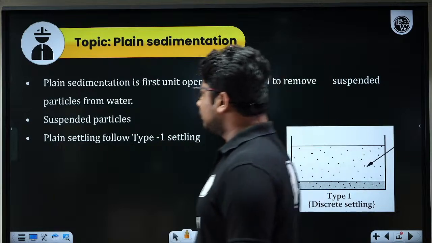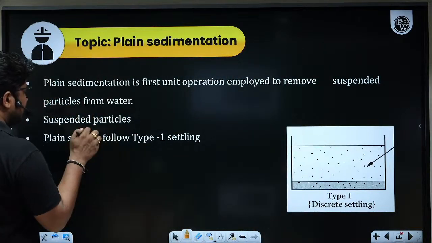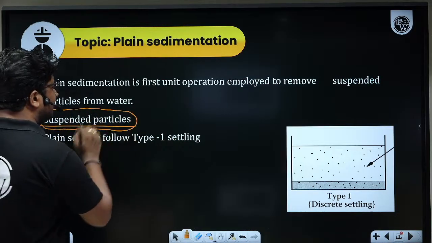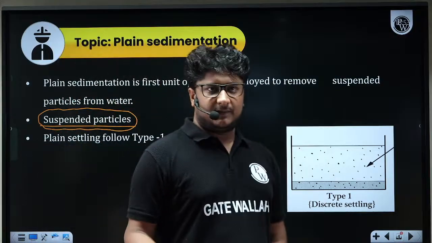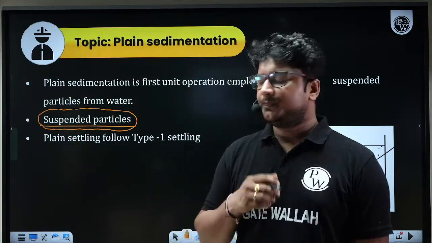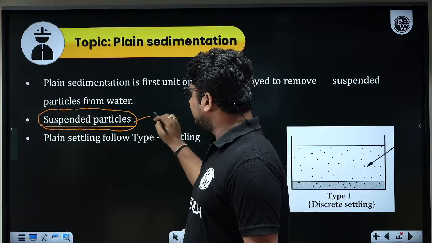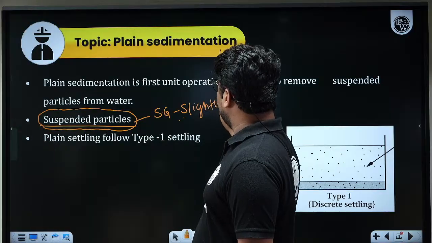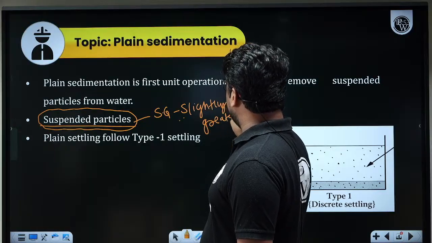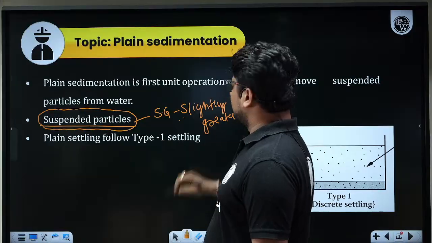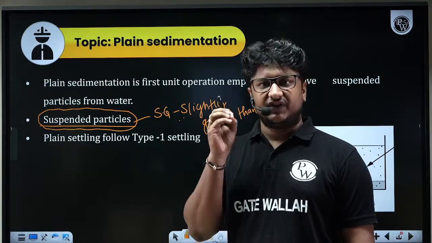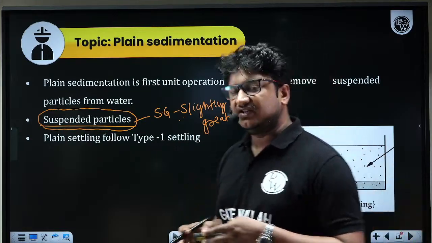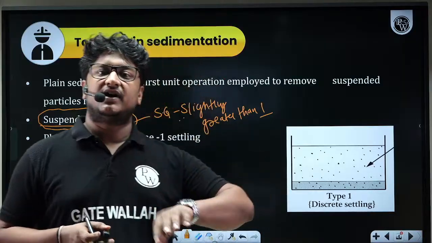Here you are removing the suspended particles, mainly suspended particles. Why are you able to remove the suspended particles in this tank with the help of a plain sedimentation tank? Because these suspended particles have a specific gravity slightly greater than 1. So any particle which has specific gravity more than 1 will have a natural tendency to get settled down at the bottom.